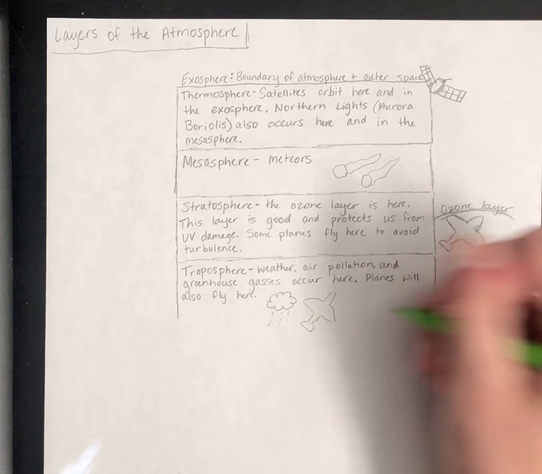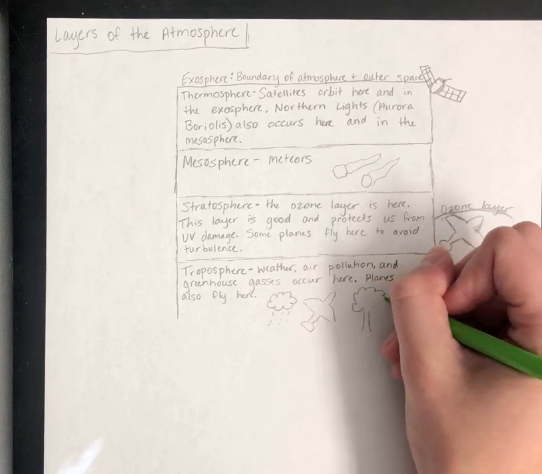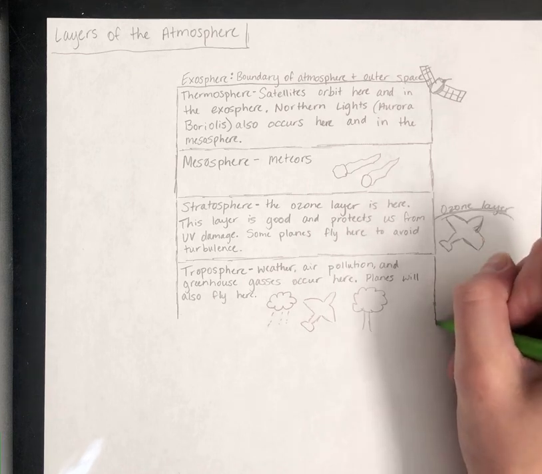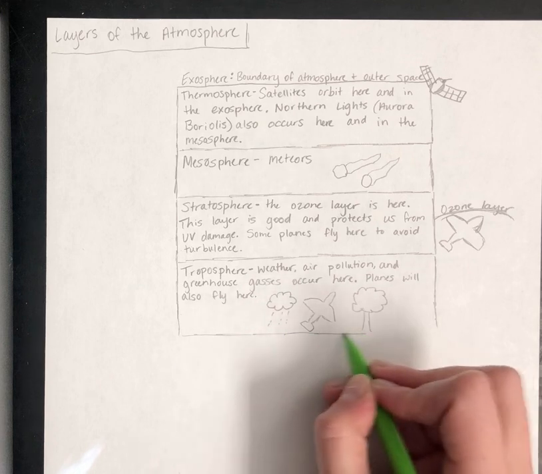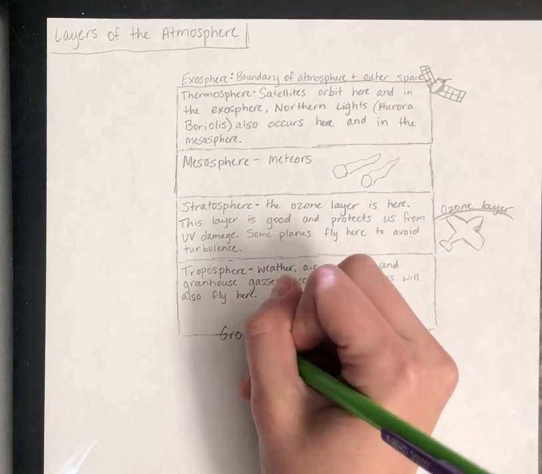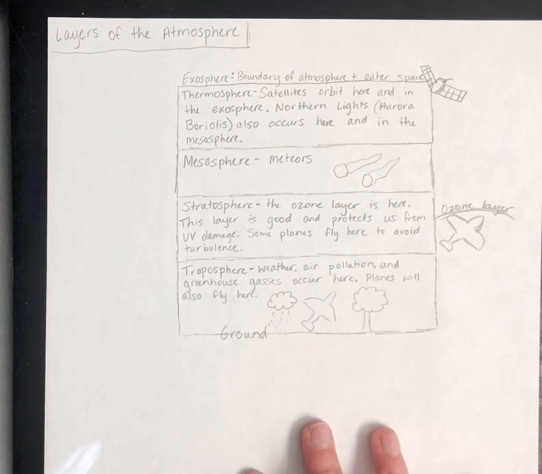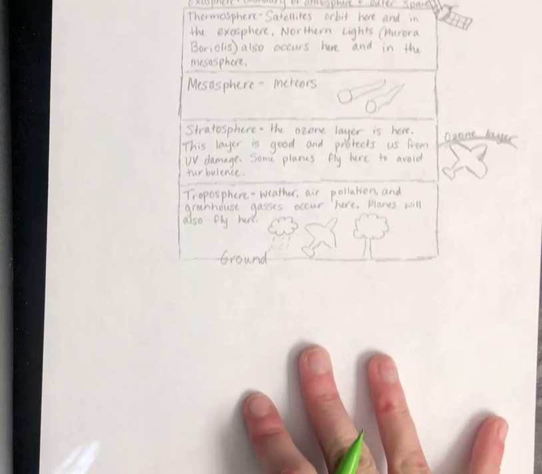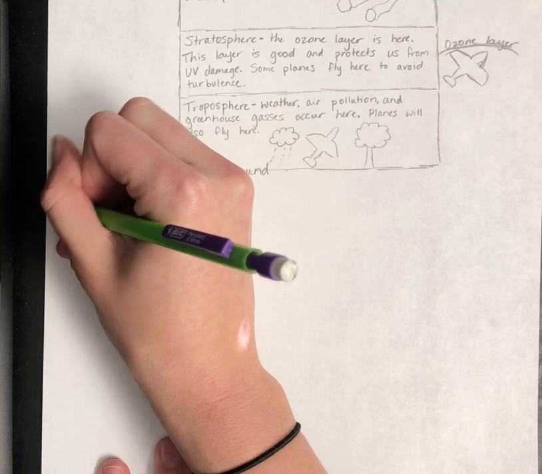You can have a tree in this one. So this is kind of our layer. And the bottom line is our ground. You can pause and catch up on that if you need to, but we're going to move down into what is called inversion layers.